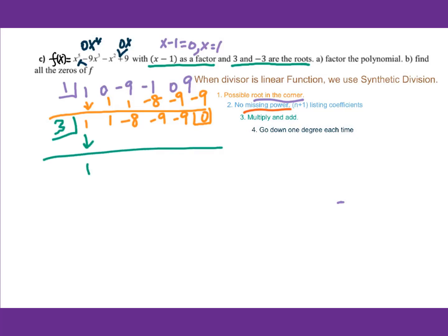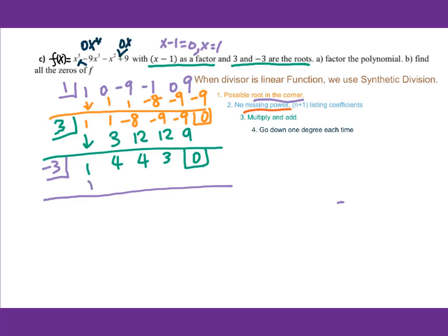Drop down 1. 3 adding 4. 12. Adding 4. 12. Adding 3. 9. We got 0 again. Then we do negative 3. So we get the 1, negative 3, 1, negative 3, 1, negative 3. We got 0. Check the leading term.